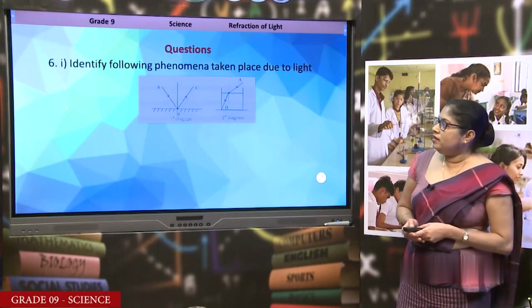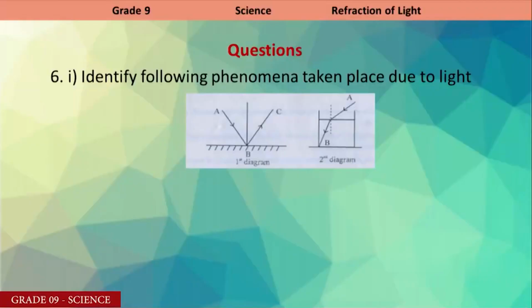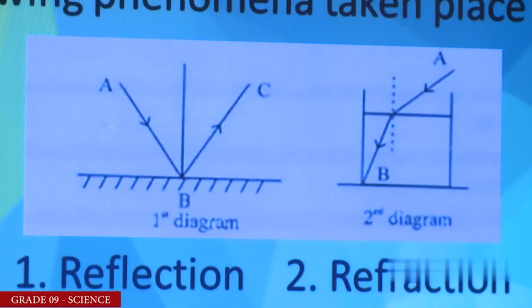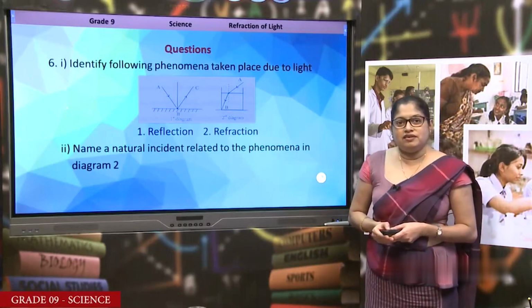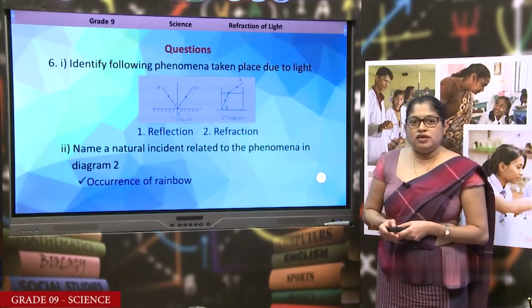Question number 6. There you are given a picture of two phenomena related to light. You have to identify them. What is this? It is reflection of light, and diagram 2 is refraction of light. Next part, name a natural incident related to the phenomena in diagram 2. So, you are asked to write a natural phenomenon related to refraction. So, you can write the occurrence of rainbow.